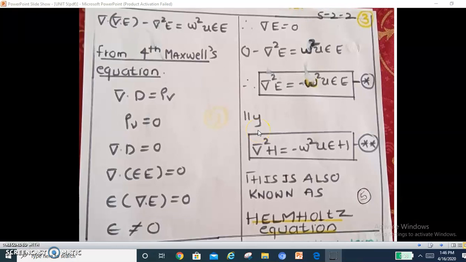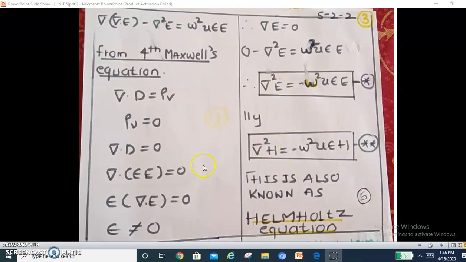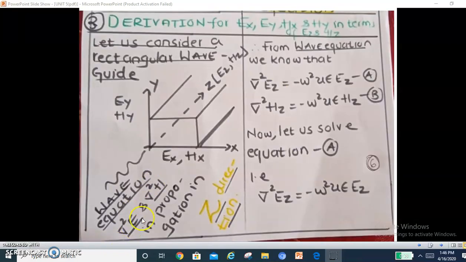Now let us go for the third part of the derivation. In the third part, as I already told, this is a rectangular waveguide and we are allowing the wave to go in the z direction. So what is this? This is a wave equation. Whatever we have done is a wave equation. Now del square E and del square H have to propagate in the z direction. Now these two equations can be rewritten in this fashion.